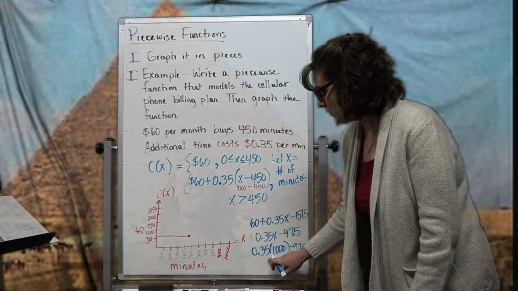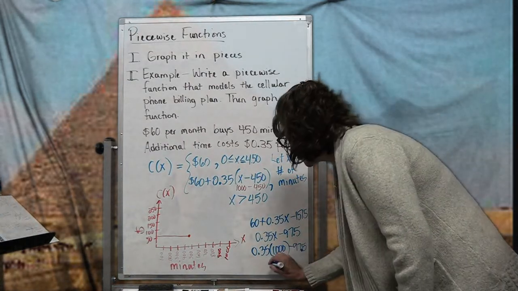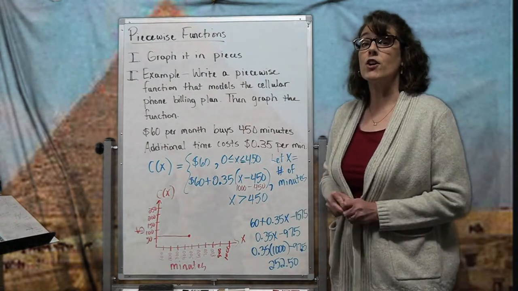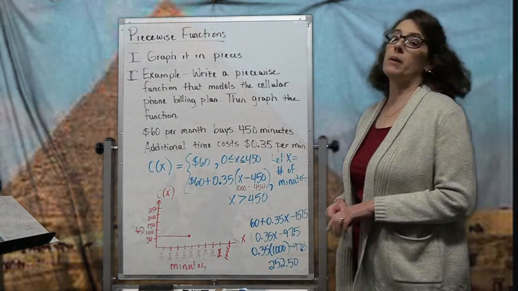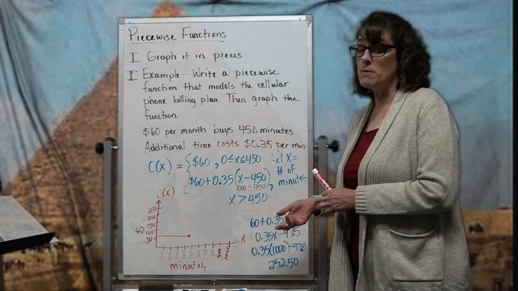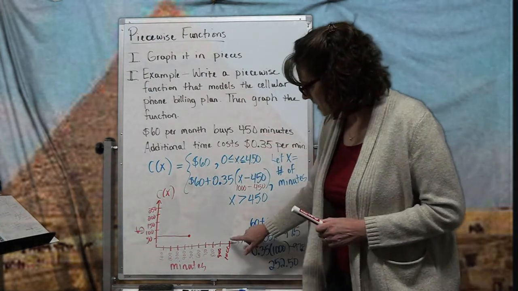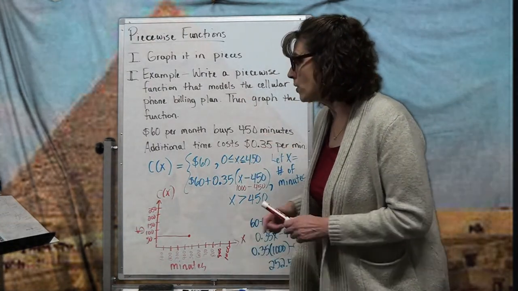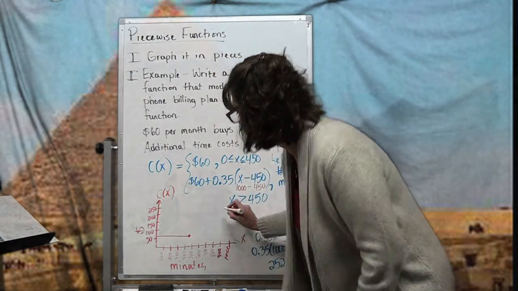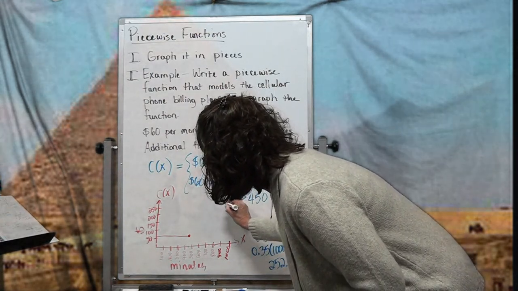So if I made my x 1,000, this would become 350. 350 minus 97.5 again gives me 252.50. And that would be the cost of my cellular plan if I talked for 1,000 minutes, because that would be 550 minutes beyond my 450 minute limit. So I'm going to say 1,000 minutes, come up to 252.5. Here's 250, so 252.5 is just a hair above it, and that's going to sit right about here.